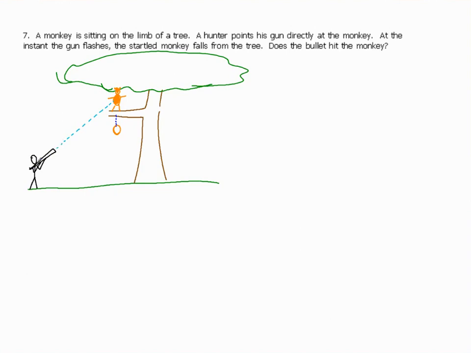The hunter was sighting straight down the barrel, and this was the original line that the bullet would follow. Does the bullet hit the monkey? So the monkey is being accelerated downward by gravity, but the bullet is also being accelerated downward. And so it's not following the straight path. It starts off straight, and then it veers down, and there it is. So does the bullet hit the monkey? And the answer is yes.